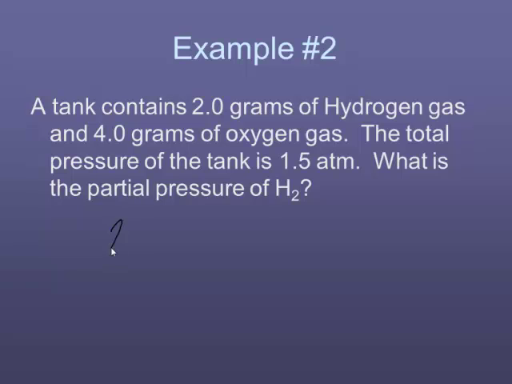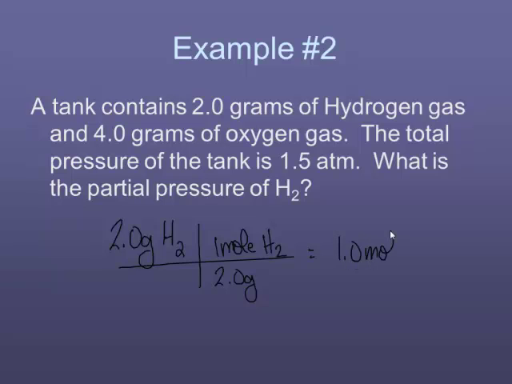You need to convert your 2.0 grams of hydrogen gas. Now what's the formula for hydrogen gas? That's right, it's H2. The molar mass is pretty easy. 2 grams is 1 mole of H2. This math is pretty easy. This is 1.0 moles of H2.